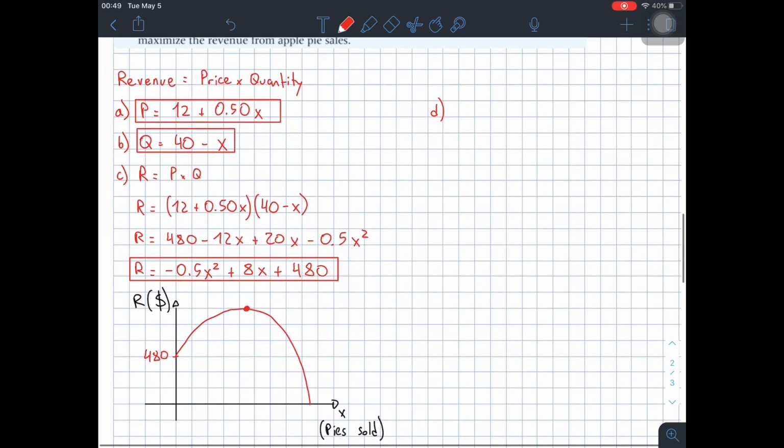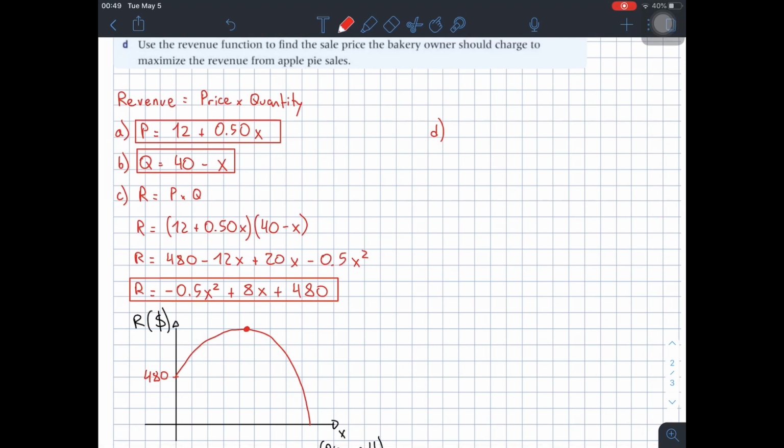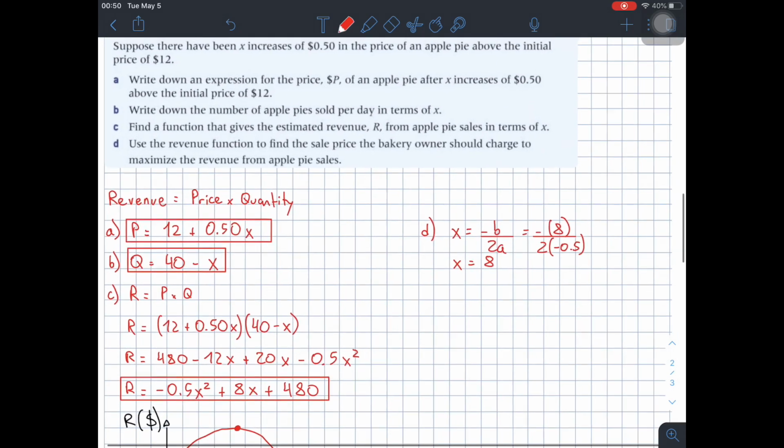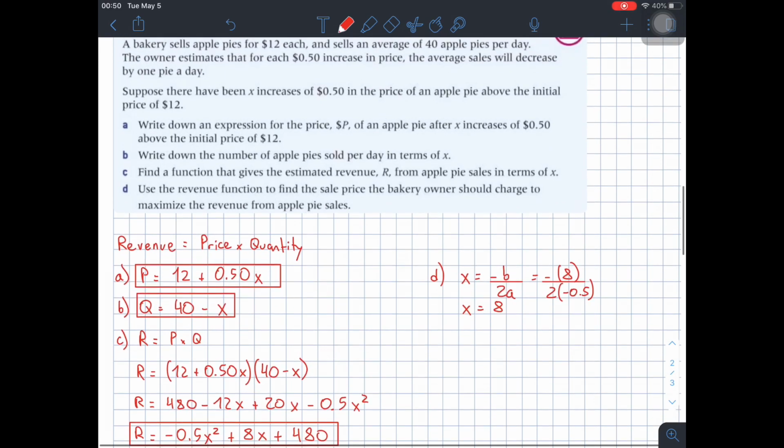In order to find that maximum point, we're going to apply the formula, the axis of symmetry first, which is x equals minus b over 2a once again. So the value of b is 8. Then we have over 2 times a, where a is negative 0.5. And if we solve this, we're going to get x equals, this is positive 8, right? Yes, positive 8. That means that I need to sell only 8 pies.